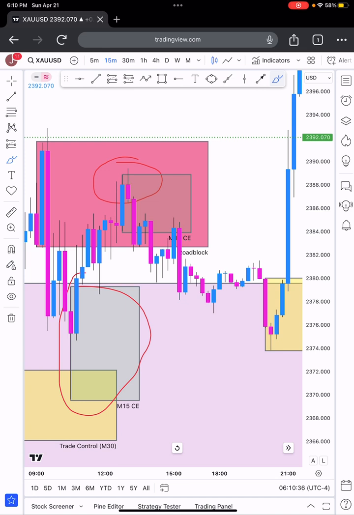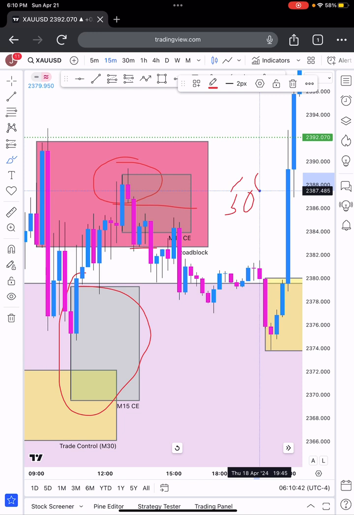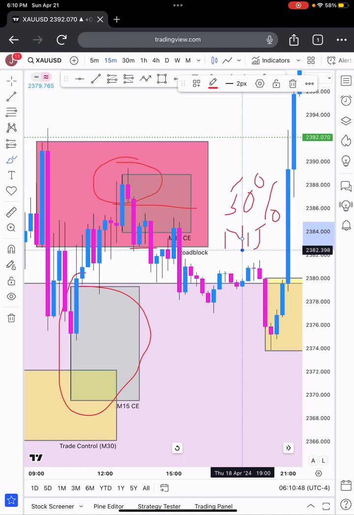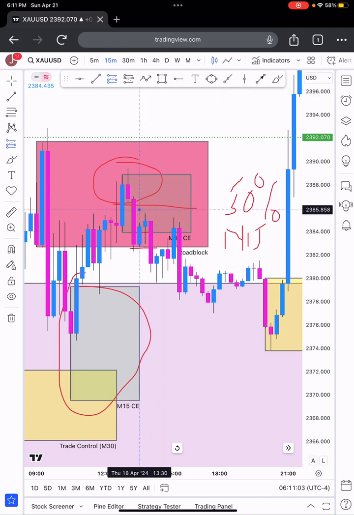You can either instantly execute the position, or you can do 50% of the zone. Sorry, you execute either 50% of the M15 zone, or you just instant execute as soon as price closes, and then where you would put your stop loss would be outside of the M30 zone.